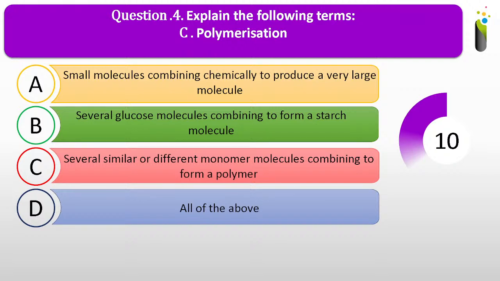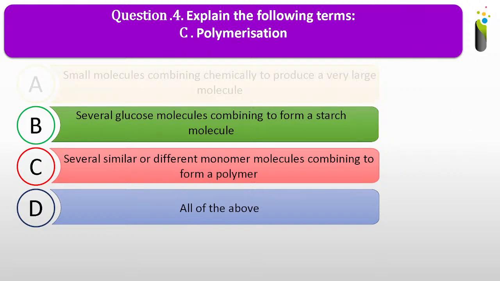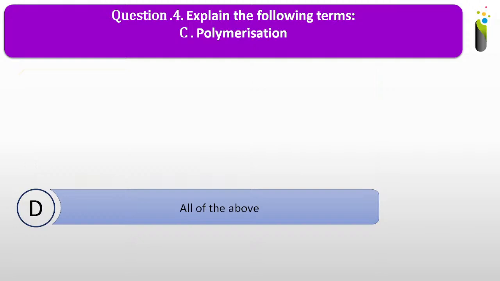So the correct answer for question number 4C will be D. All of the above. So I was sure that many students will get confused. So please remember the answer here is all of the above.